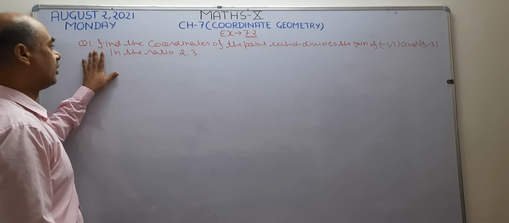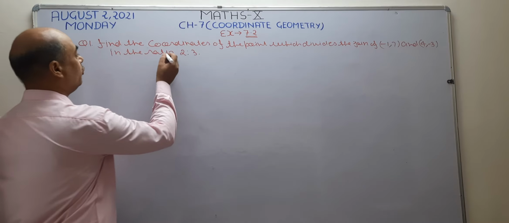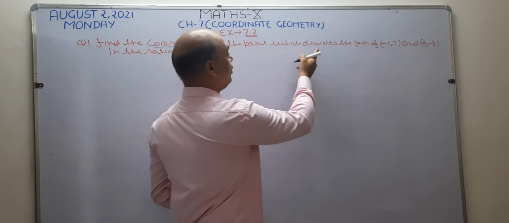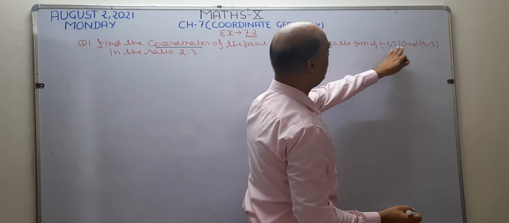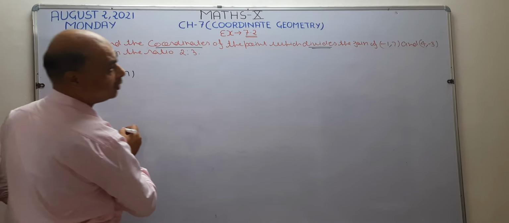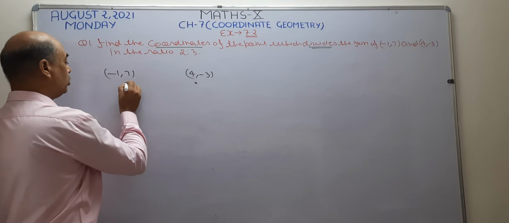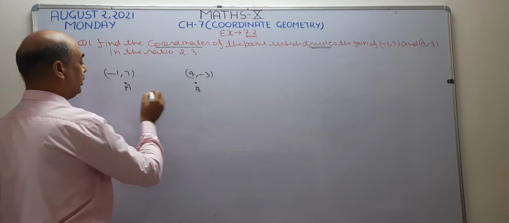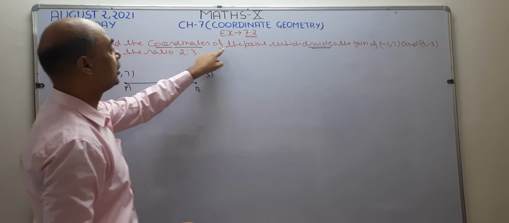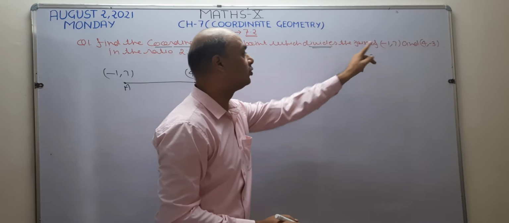Now I want to start question number 1. See what is given in this question. We are going to find the coordinates of the point which divides the joining of these 2 points. Two points are given, -1, 4 and -3. Suppose this is the coordinates of A and this is the coordinates of B. Now when we join these 2 points, we find the coordinates of a point which divides the joining of these 2 points.